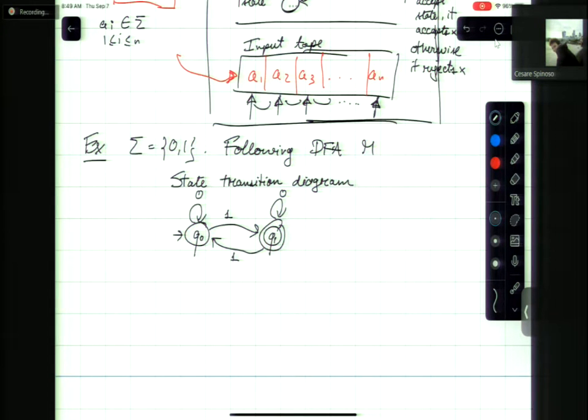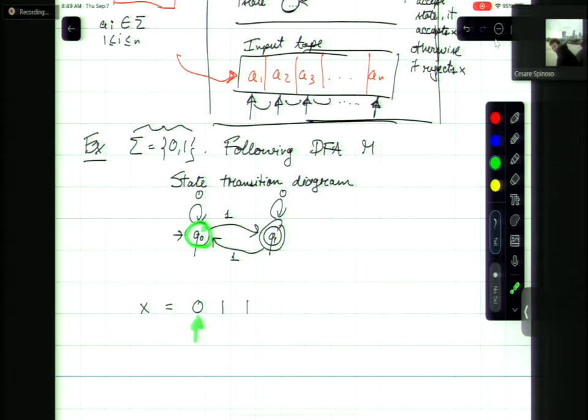Concretely, let's look at some input string X, which I'll say is 0, 1, 1. This is a valid string because it's using symbols only from sigma. And how does my machine M actually go through a computation? Remember, it starts at the start state. That's why it's called the start state. And so it starts at Q0.